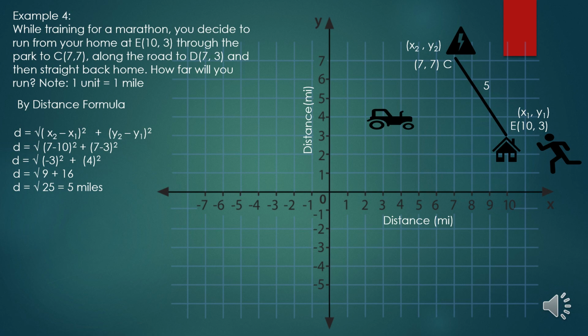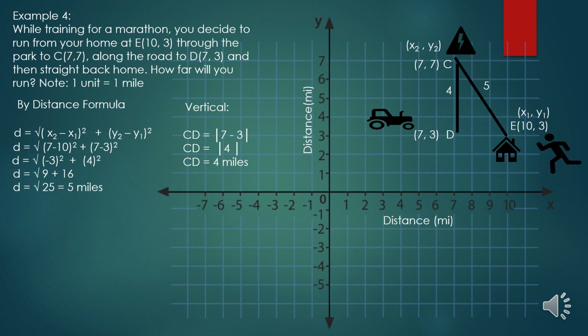From the park, running along the road at point D, which has a coordinate of x is 7 and y is 3. We don't need the distance formula for that, because we can count the distance horizontally, and that is equal to 4 units. Or by using the formula, from point C to point D is equal to the absolute value of their y coordinates, and that is 7 minus 3. The absolute value of 7 minus 3 is equal to the absolute value of 4, and that is equal to 4 miles. So the distance covered by the runner from the park going to the road is equal to 4 miles.